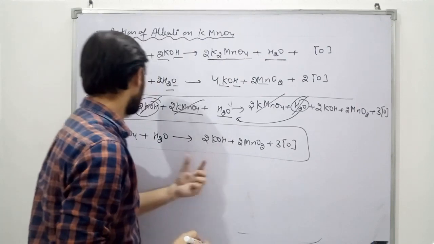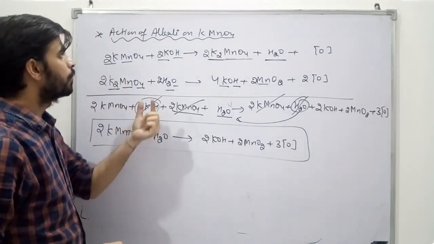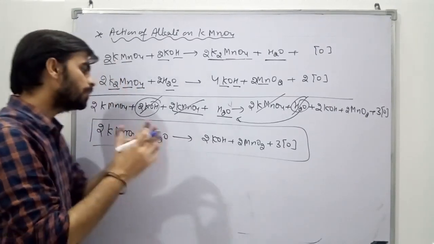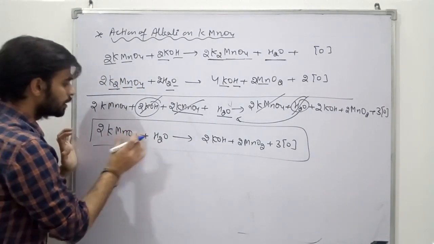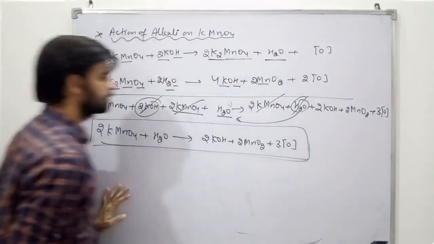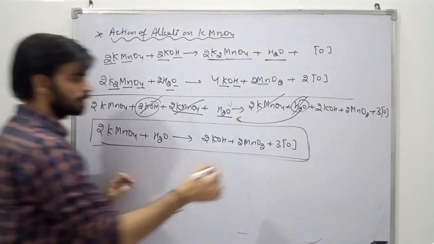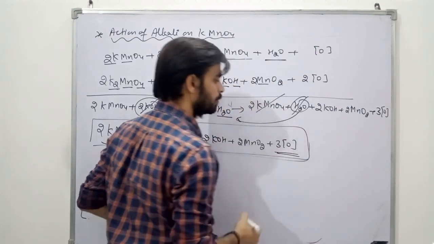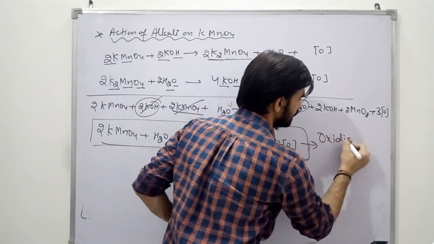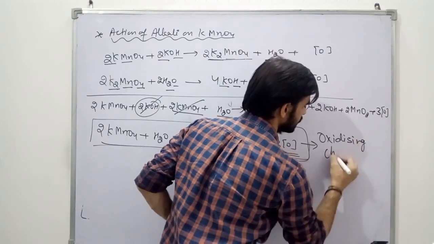This is the overall molecular equation of KMnO4 with alkali. Whenever we react KMnO4 with alkali, this reaction will come out as the final result. So 3 nascent oxygen are also there, which is responsible for its oxidizing character.